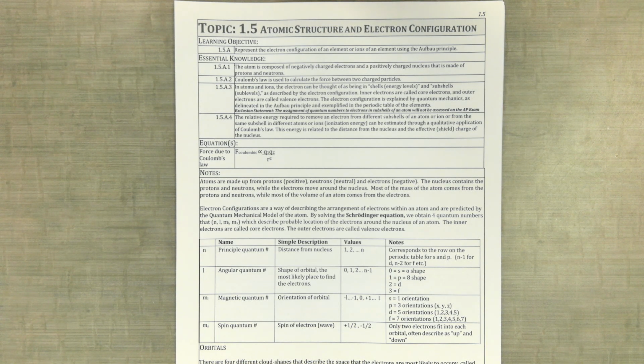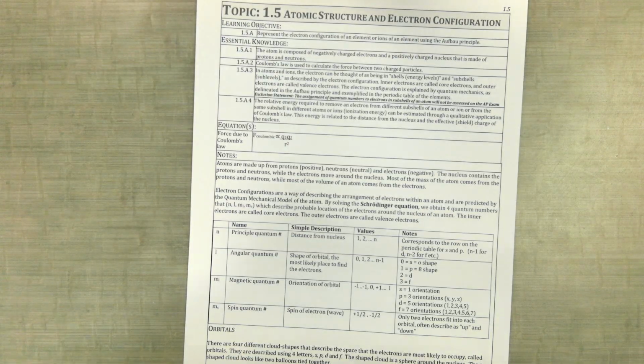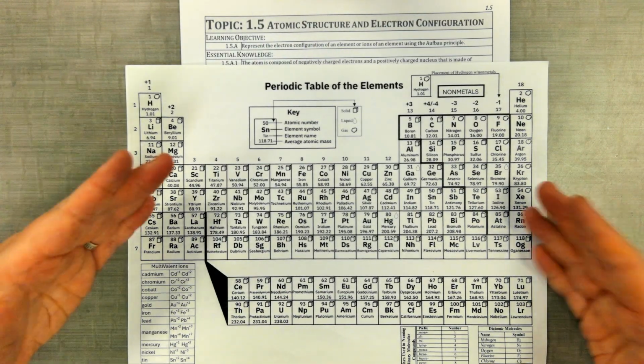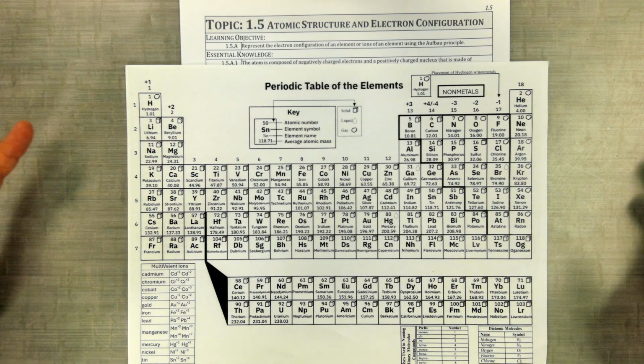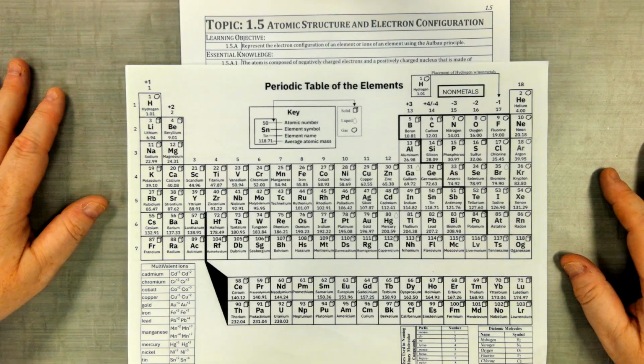Hello and welcome to 1.5 Atomic Structure and Electron Configuration for AP Chemistry. A couple of things before we get started. Make sure that you have a periodic table in front of you, either the AP one or the one that I have loaded, or if you have your chemistry helper from a previous chemistry course, you can use that.